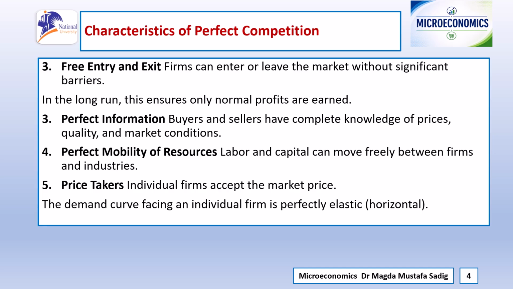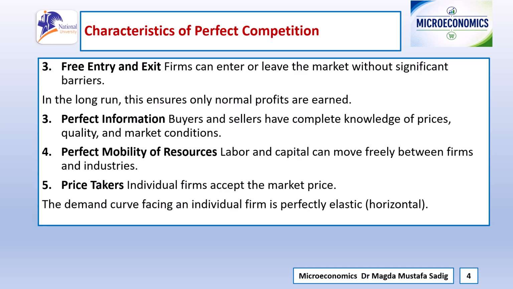Characteristic number 6, price takers. This is one of the most important concepts. Since firms cannot influence price, their demand curve is perfectly elastic. It means a horizontal demand curve. Their demand curve is perfectly elastic.